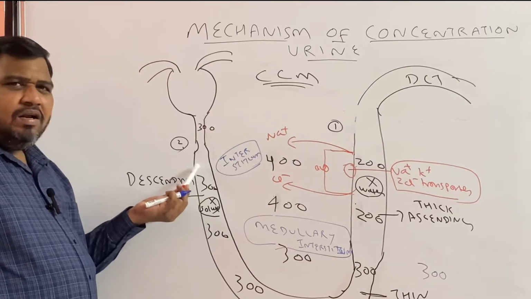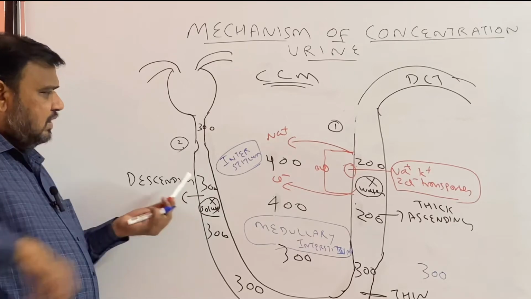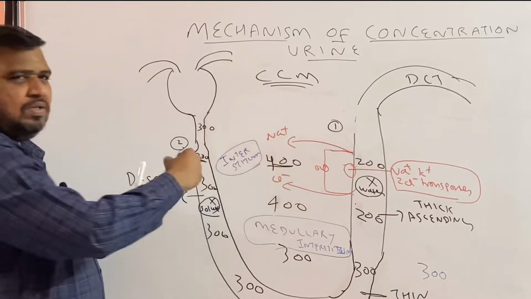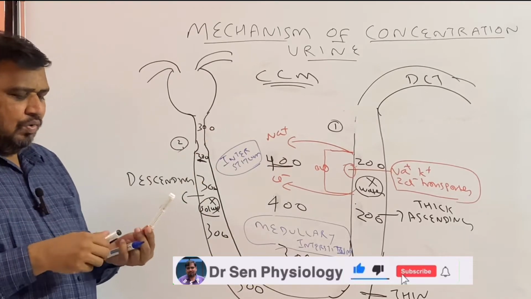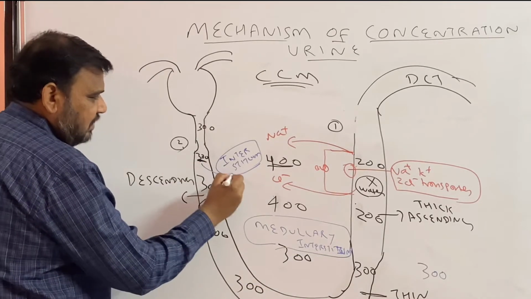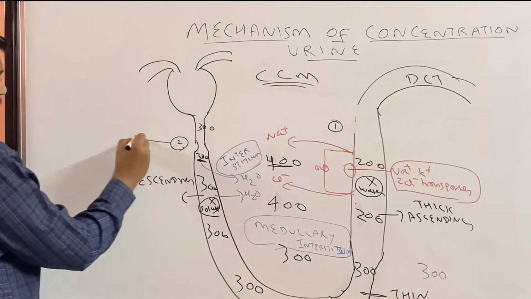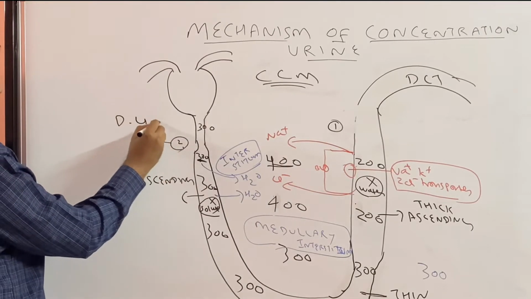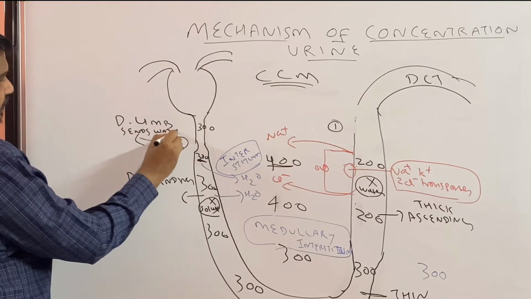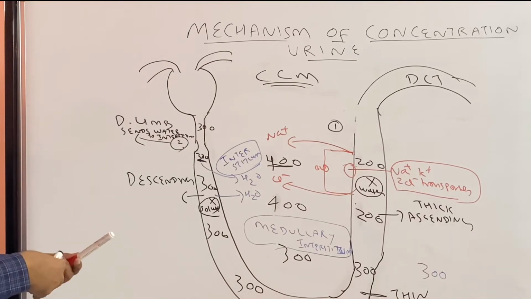Now second step. Now you can see here, the descending limb of loop of Henle will think: there it is 400, here it is 300. So there is a mismatch. So now what will it do? Now this will start sending water. See how interesting it is. The second step is that the descending limb sends water to the interstitium.